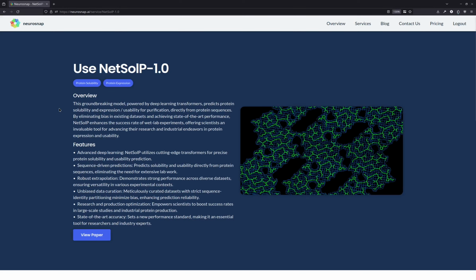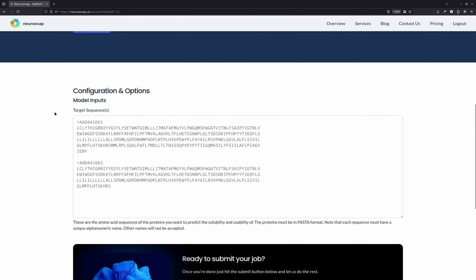Hi everyone, in this video we're going to be covering the NetSolP version 1 model. This is a model that can be used for predicting the solubility as well as expression levels of a protein. In this tutorial we're going to be covering how to use it on the Neurosnap platform. If you don't already know, Neurosnap is basically just a service where you can access all these different tools and models very easily as an academic or an industry individual.